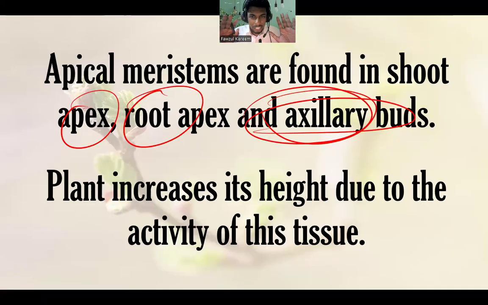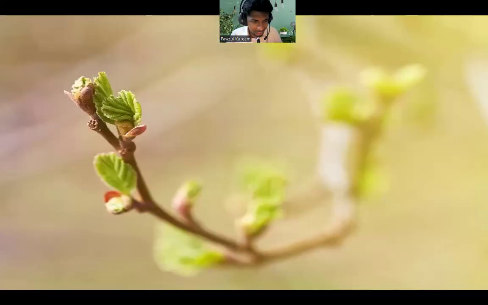Is it clear about the apical meristem? You know what meristem is: they have the ability to produce new cells. That's okay. Under the types we have studied only one type, that is the apical meristem. These apical meristems are found at the root apex, the shoot apex and the axillary buds. Here you can see the axillary buds, right?